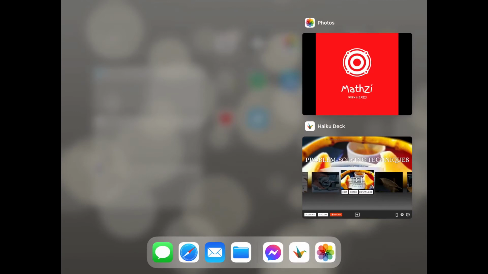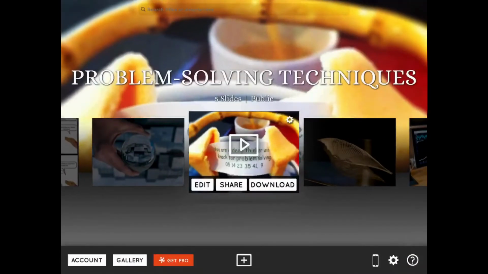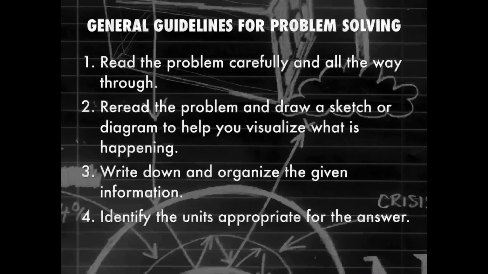So today we're going to discuss problem solving techniques. General guidelines for problem solving. Number 1. Read the problem carefully and all the way through. Identify the goal of the problem. What are you trying to find?